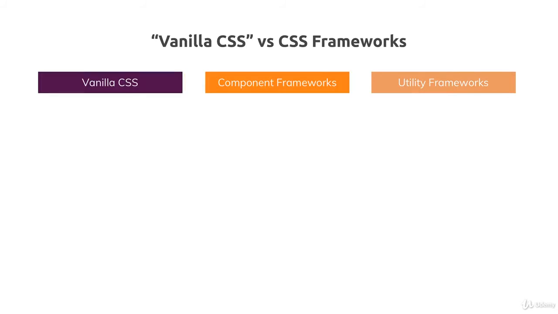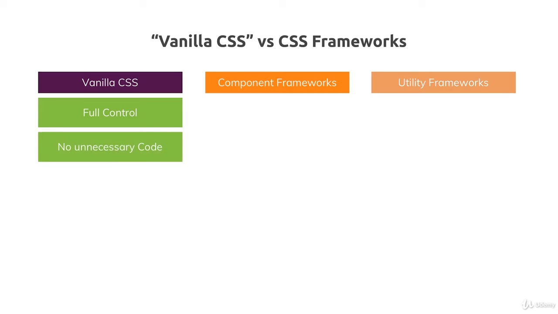So which one should you use then? Well, let's have a look at some advantages and disadvantages. Vanilla CSS, of course, has the advantage that you have full control. You saw that in this course. We wrote everything from scratch on our own, therefore everything works and looks exactly the way we want it to be. You also have no, or at least very little, unnecessary code, at least if you write clean code and remove code you don't need anymore. You only have selectors and classes and rules which you need.